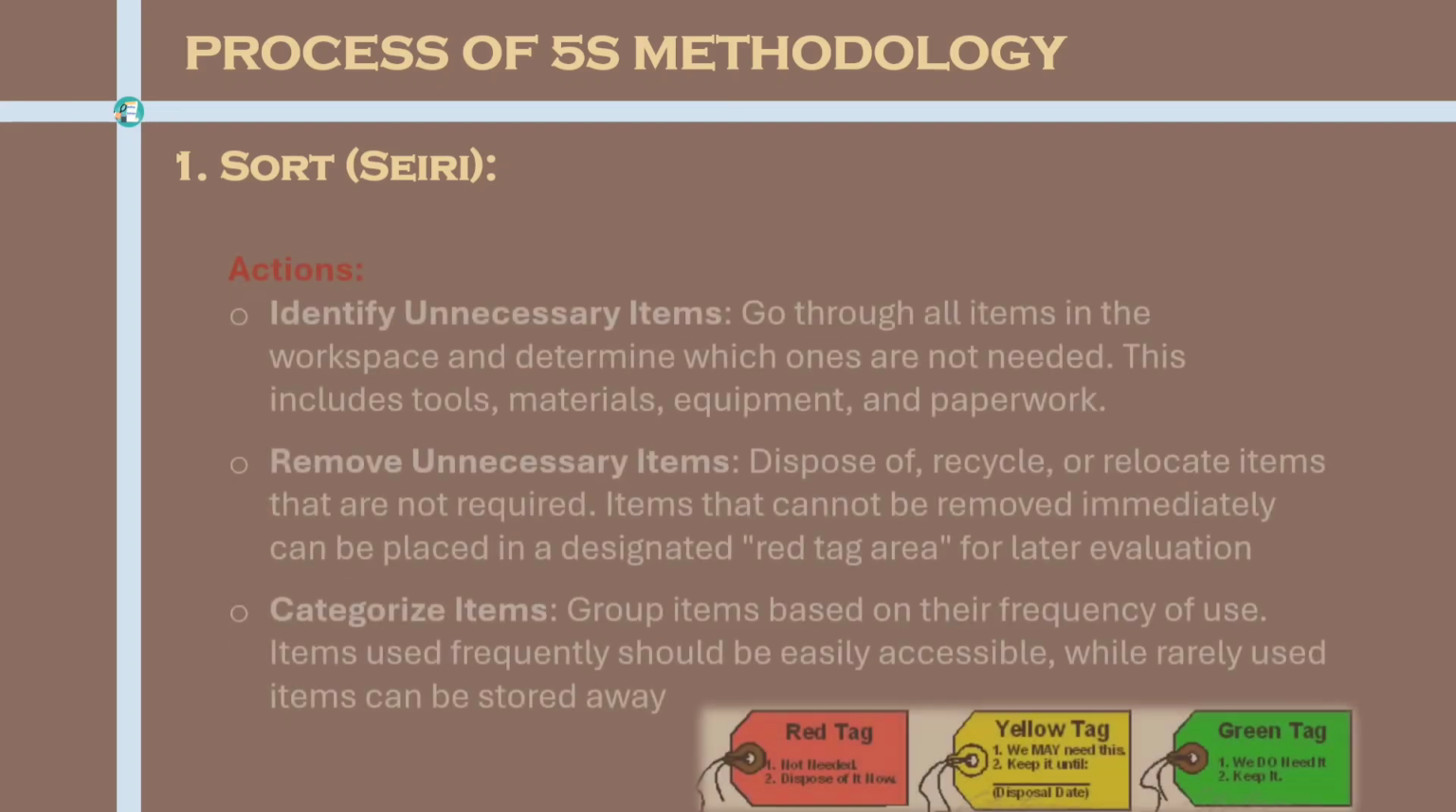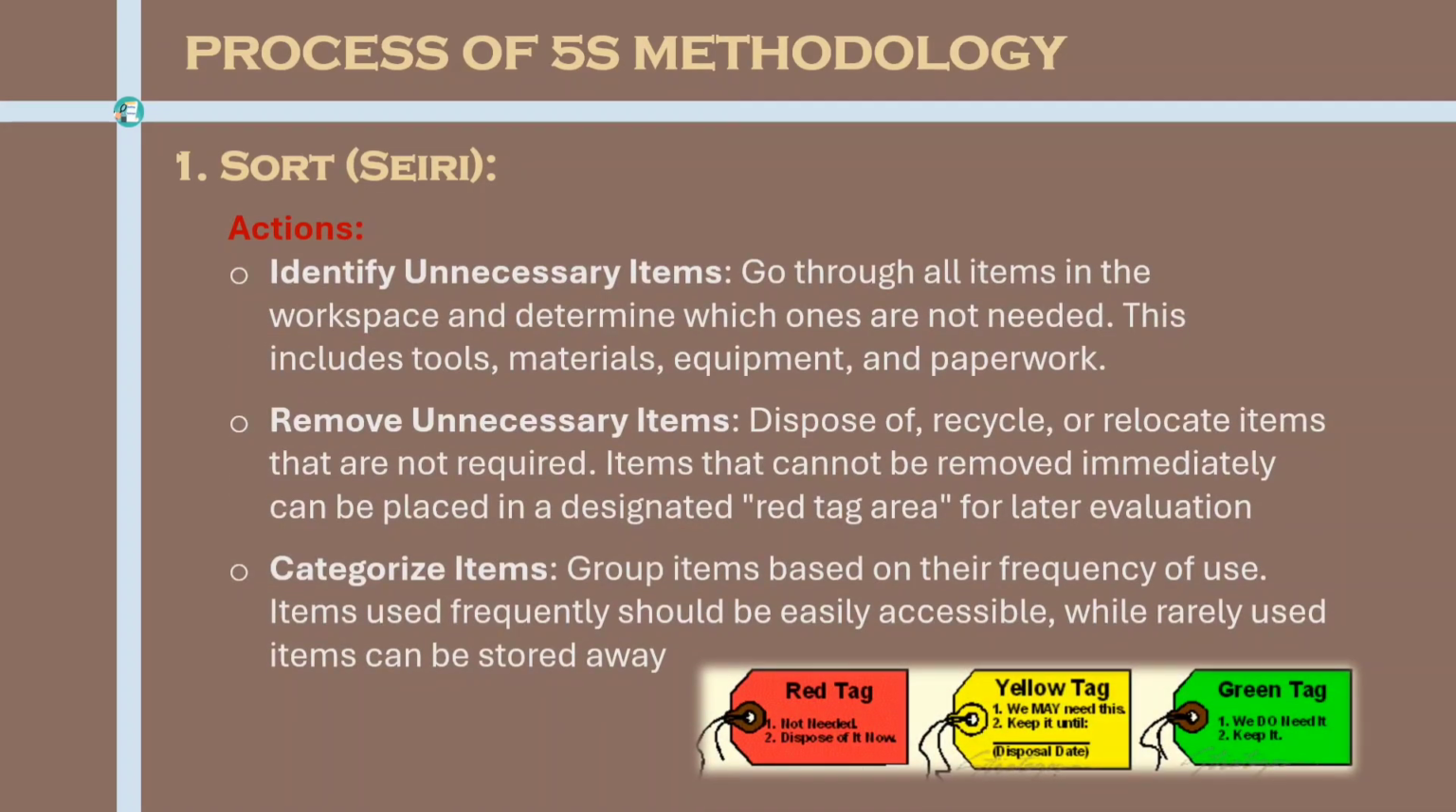Next, the action plan to implement Sort or Seiri in the workplace. Identify unnecessary items. Go through all the items in the workplace and determine which ones are not needed. This includes tools, materials, equipment, and paperwork. Remove unnecessary items. Dispose of, recycle, or relocate items that are not required. Items that cannot be removed immediately can be placed in a designated red tag area for later evaluation.